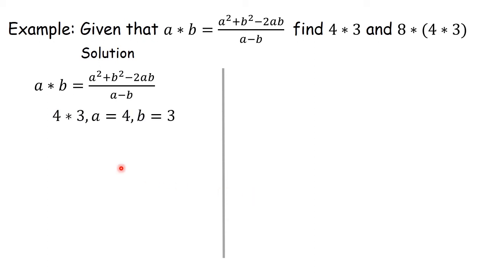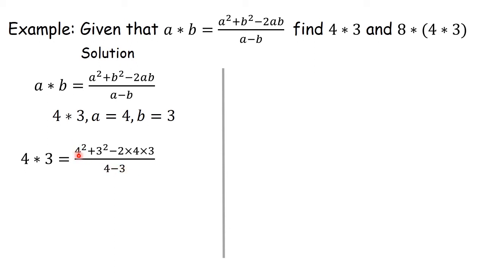For 4 star 3, a is 4 and b is 3. So when we substitute, where there is a, we substitute 4, and where there is b, we substitute 3. So here we have 4 squared, where we had a squared, plus 3 squared minus 2 times 4 times 3, divided by 4 minus 3.